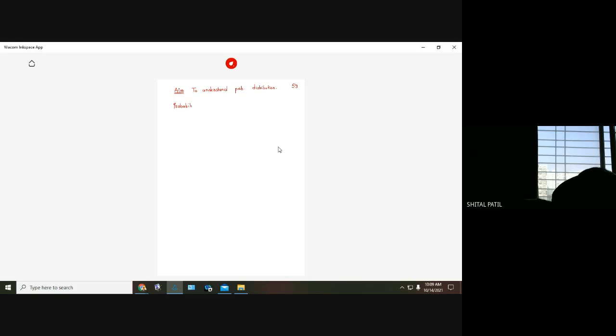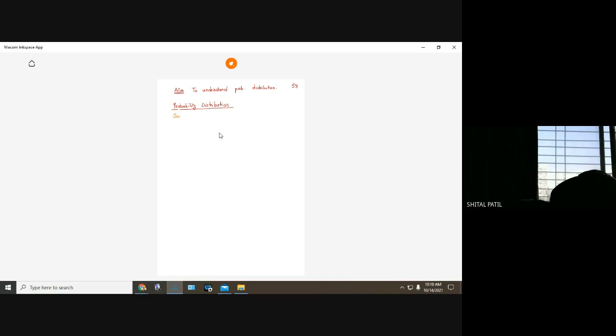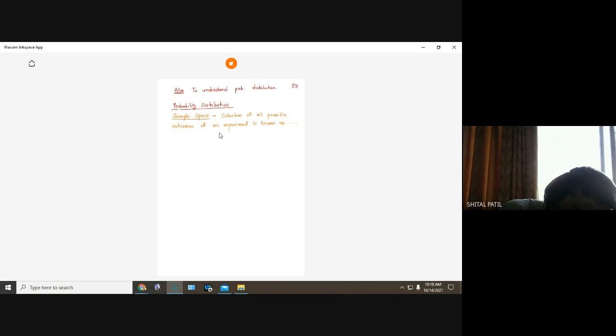Probability distribution. Below that, sample space: the collection of all possible outcomes of an experiment is known as the sample space. Random variable.